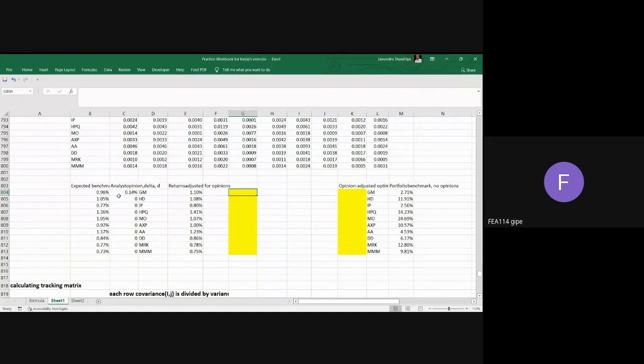So what I'm going to do is, 0.96 to 0.73 is the expected benchmark returns with no opinion, because that is the original benchmark. Sorry, the analyst just had 0.14, which means the analyst has a feeling that General Motors is going to give you 1.10% return.